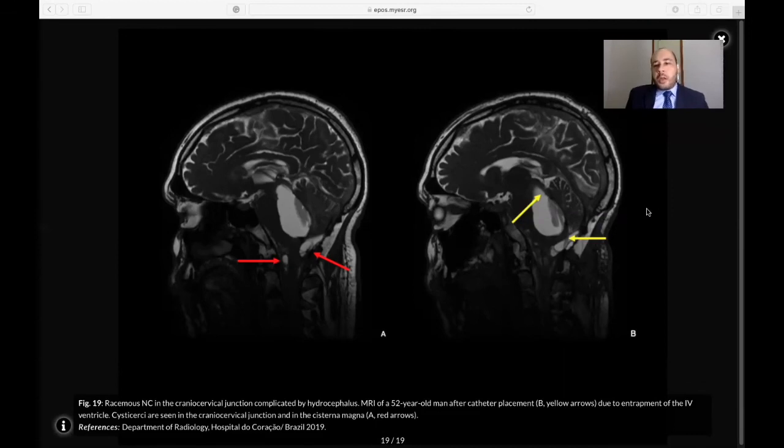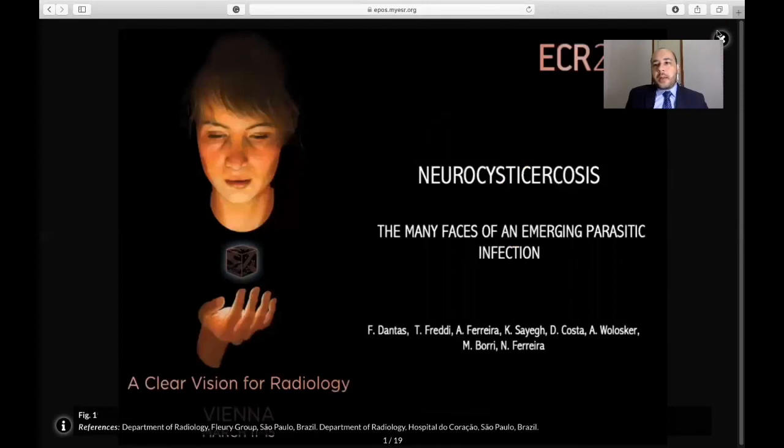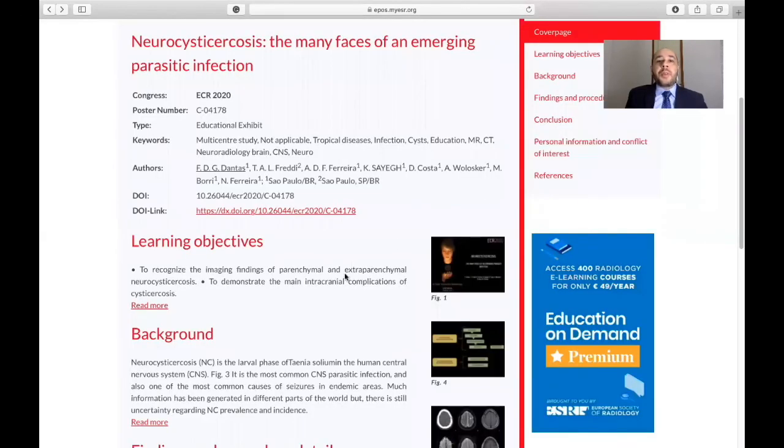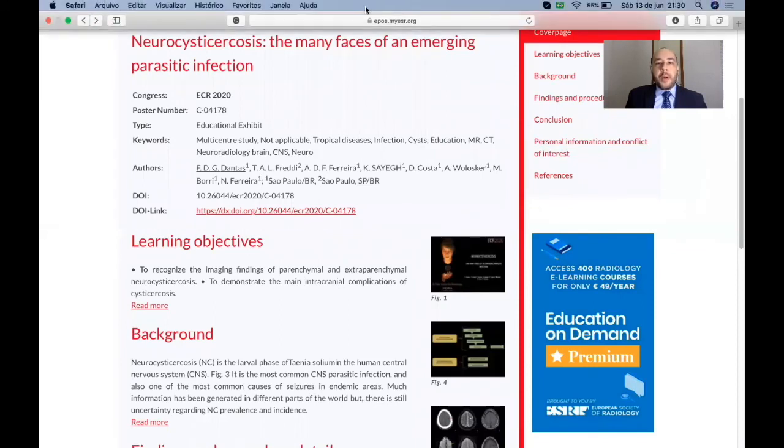In conclusion, familiarity with imaging findings in neurocysticercosis may help in early diagnosis, appropriate treatment decisions, and follow-up of patients.